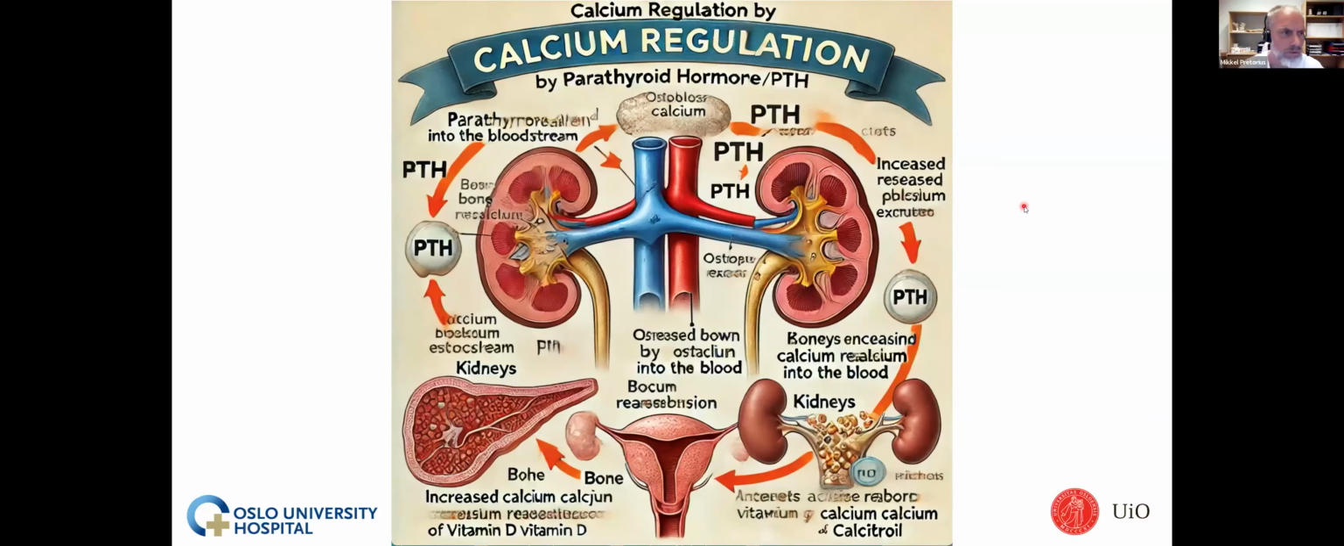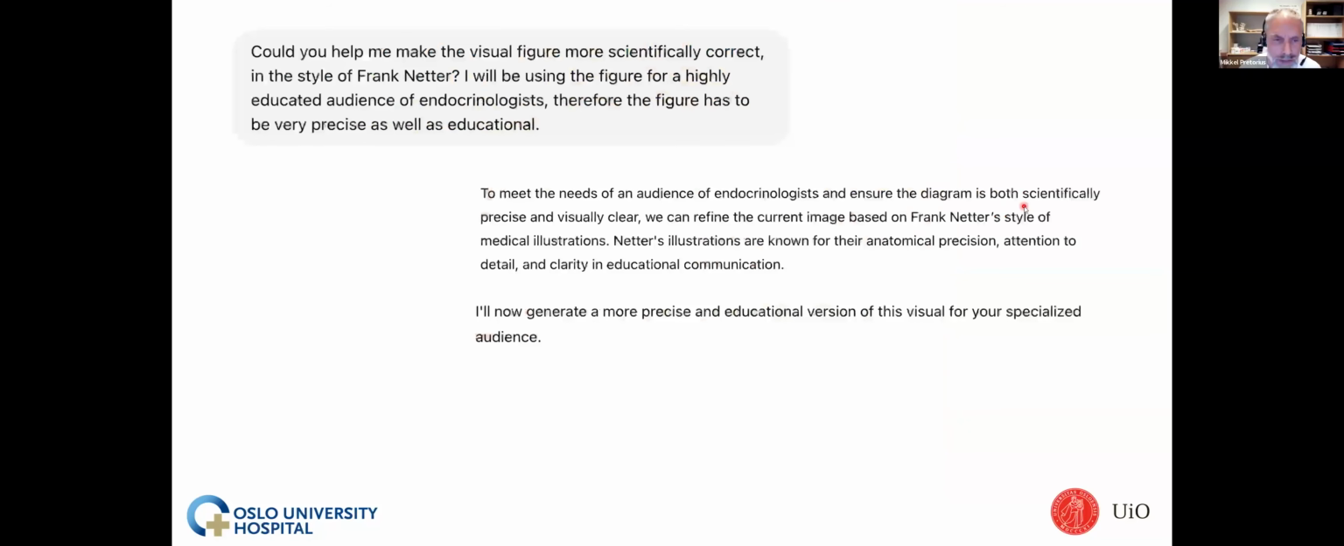So most of you will probably now think that it's probably because of a bad prompt. Pretorius has to be better at prompting, but I do know something about prompting. You have to be very precise when you are asking the machines how to help you. So I wrote to him again, and I told him that I need a new figure. I need it to be more scientifically correct, maybe in the style of Frank Netter, and I will be using it for a highly educated audience of endocrinologists. So it has to be very precise.